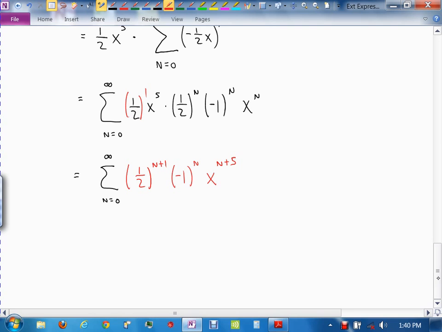And then you can do ratio test on that. And do we want to write out a few of the terms or not? Yeah, let's write out like 2 or 3 of them. So this would be equal to, let n be 0. So 0 here we get 1/2, 0 here you get 1, and then 0 here you get x to the fifth. So 1/2 x to the fifth.